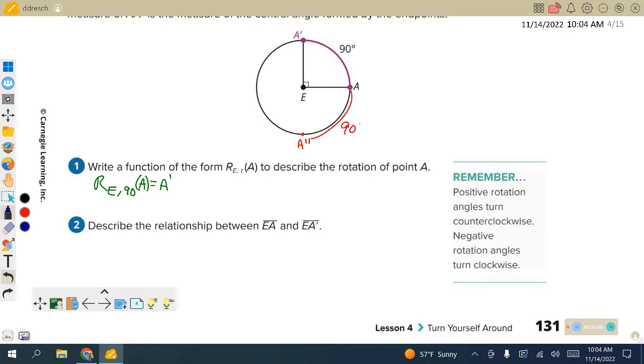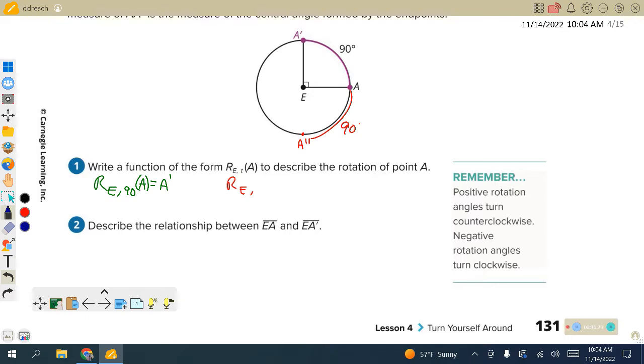We'll do another 90-degree rotation. Well, let's write that one out. Let's write that rule. Back to A, kind of reset yourself. Back to A to create a double prime. So what's that function rule going to look like? Rotation, we're still going about point E. How many degrees this time? What's my angle of rotation?